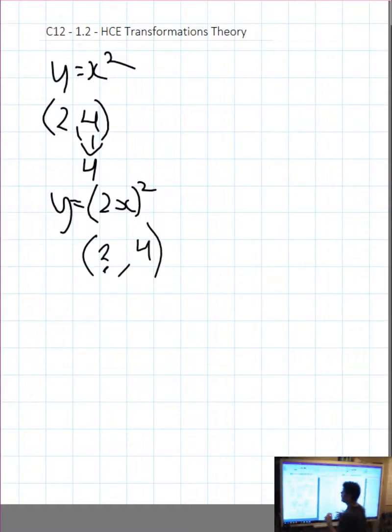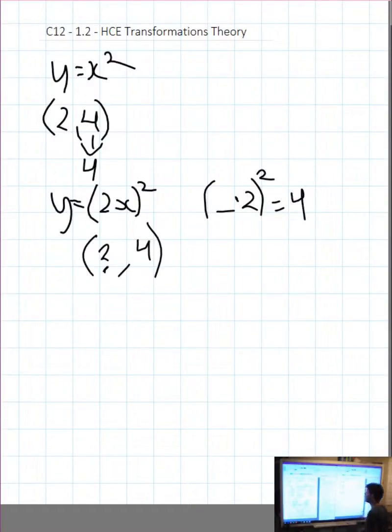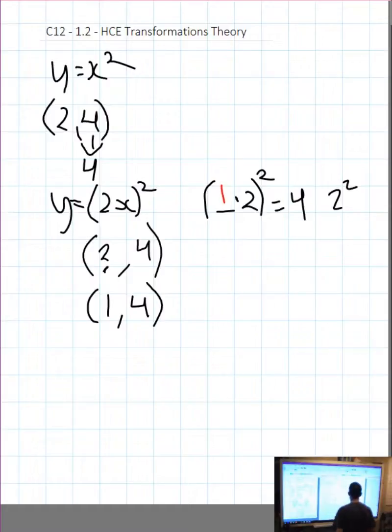So, what does x have to be? Well, what times 2 all squared is equal to 4? Well, 2 squared is equal to 4. So the only thing that you would multiply 2 by to still be 2 squared is 1. Therefore, x is 1, y is still 4, obviously.